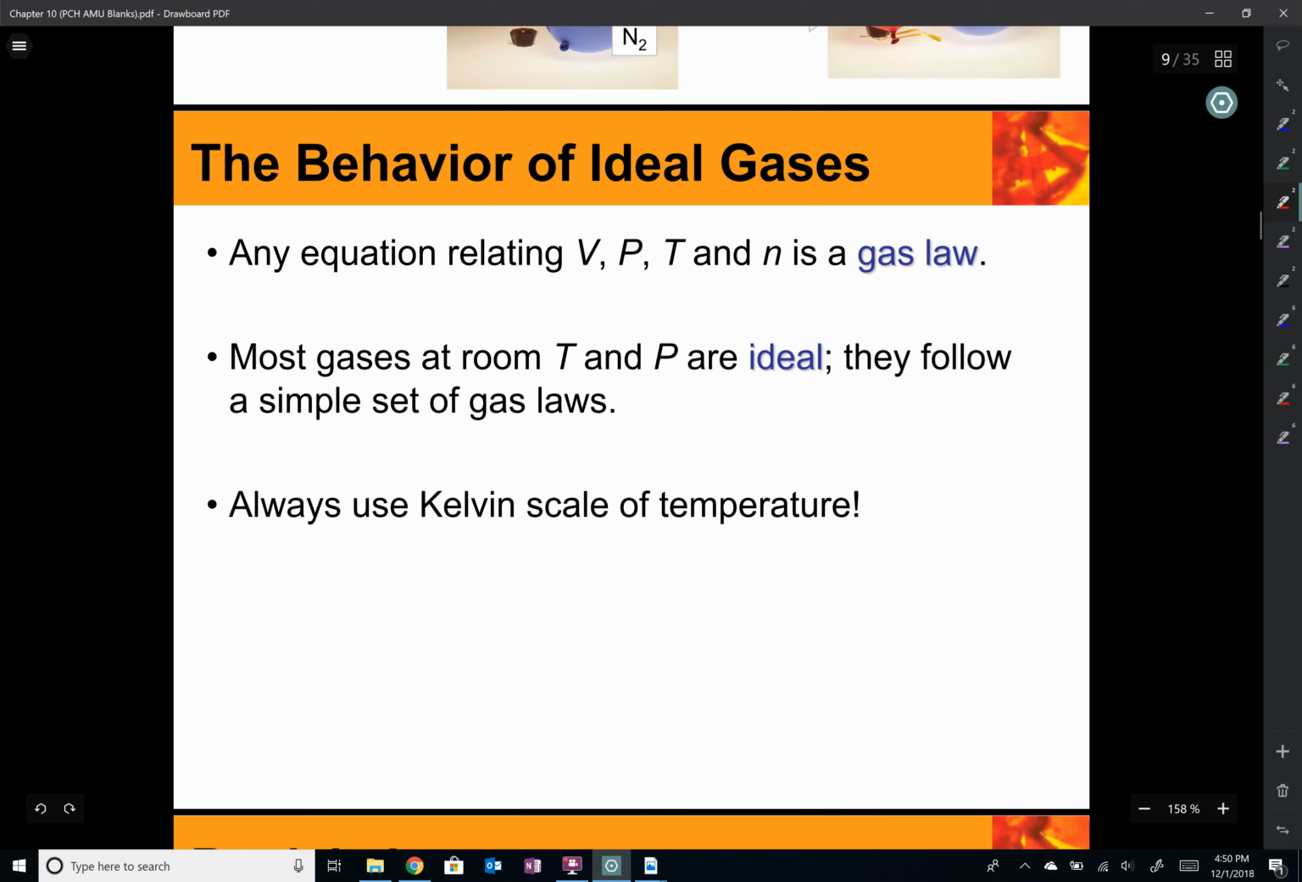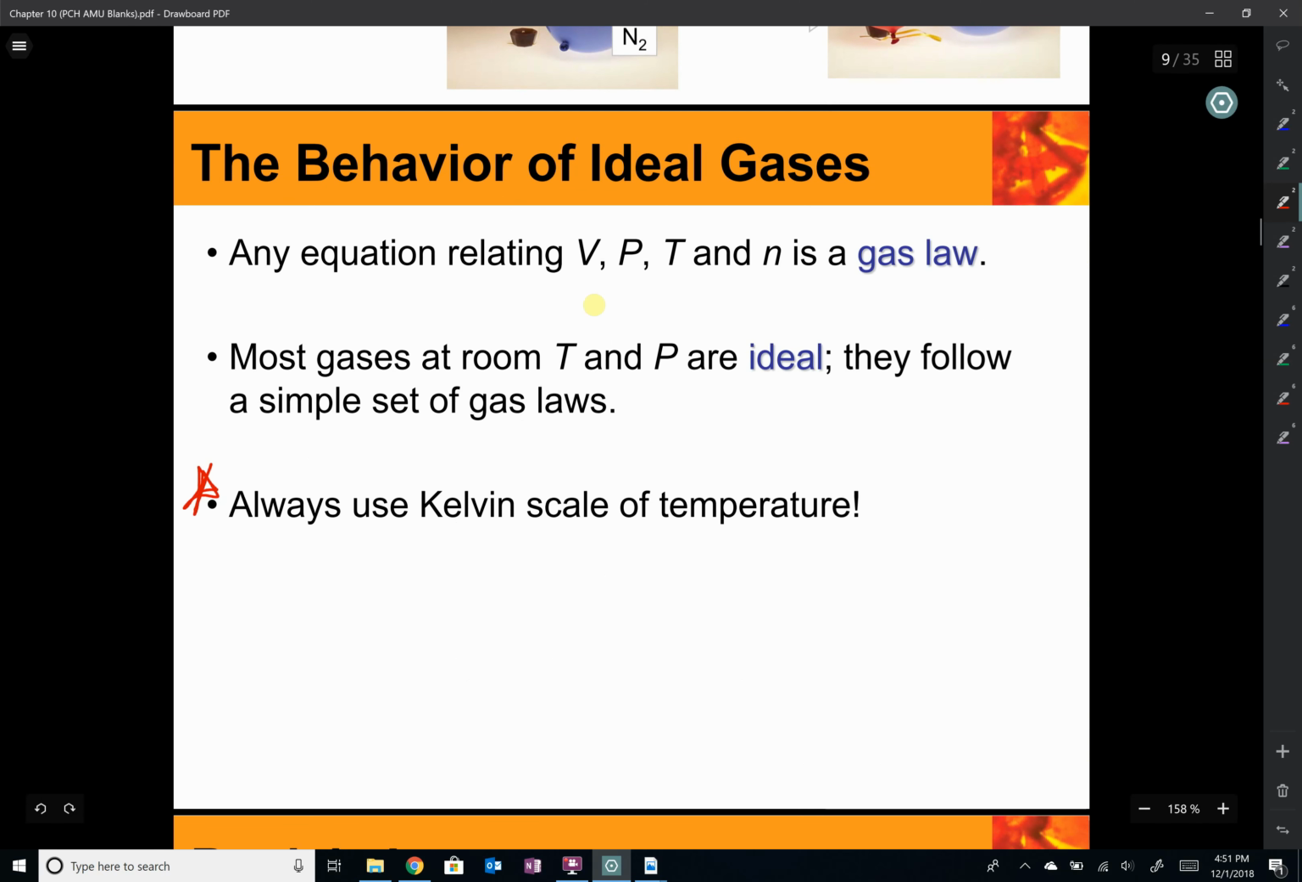All right, so now let's get back into this discussion of ideal gases. So any equation relating volume, pressure, temperature, and moles is a gas law. Okay, most gases at room temperature and pressure are ideal, right? And remember, just a couple slides ago, we talked about what assumptions we are making when we say the statement ideal. Okay, extremely important, right?